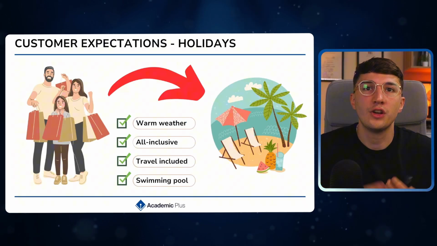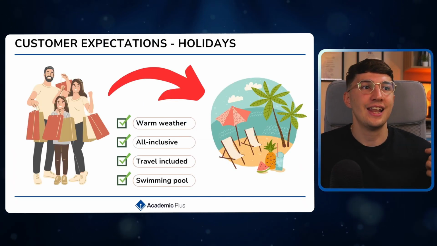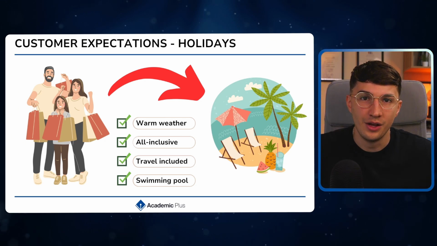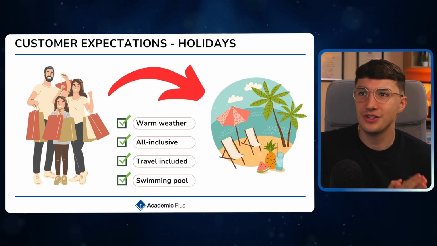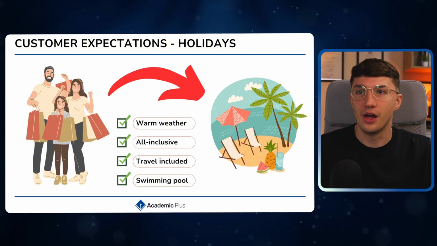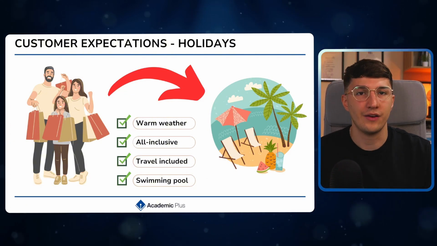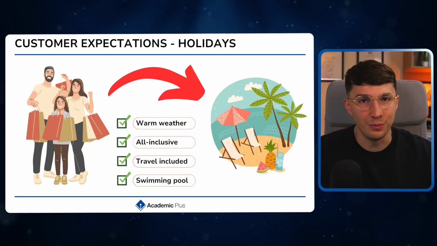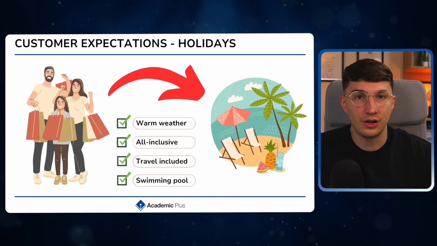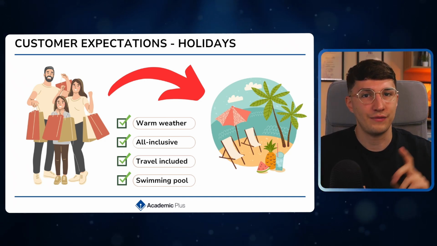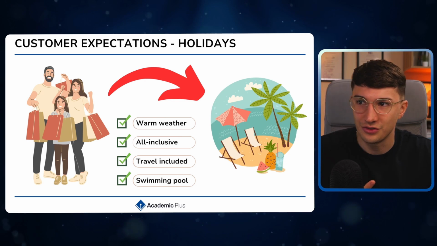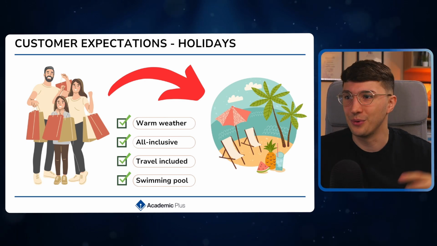So, when we think about different products or services, let's say, for example, we're going on holiday. Well, your customer expectation is hopefully having warm weather, having an all-inclusive experience where you don't have to pay for any additional meals. Obviously, the travel included as well. You want to make sure the travel is safe. You want to make sure the travel is on time. And also, it has a swimming pool.